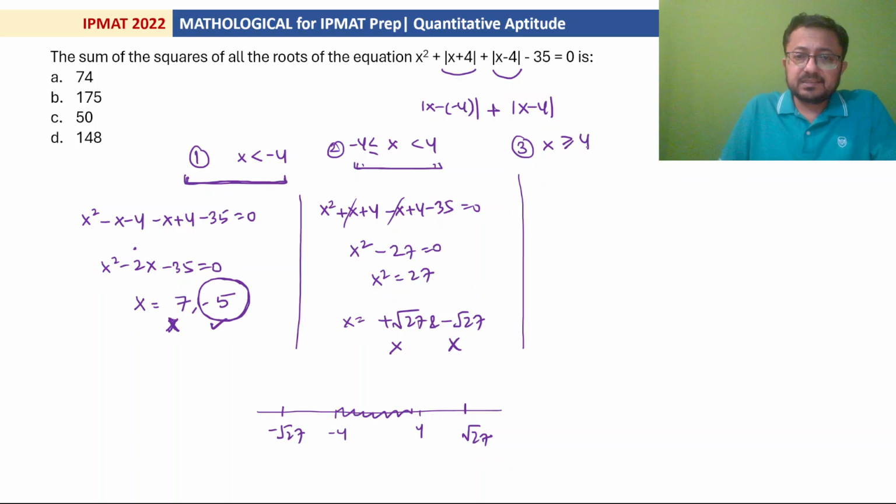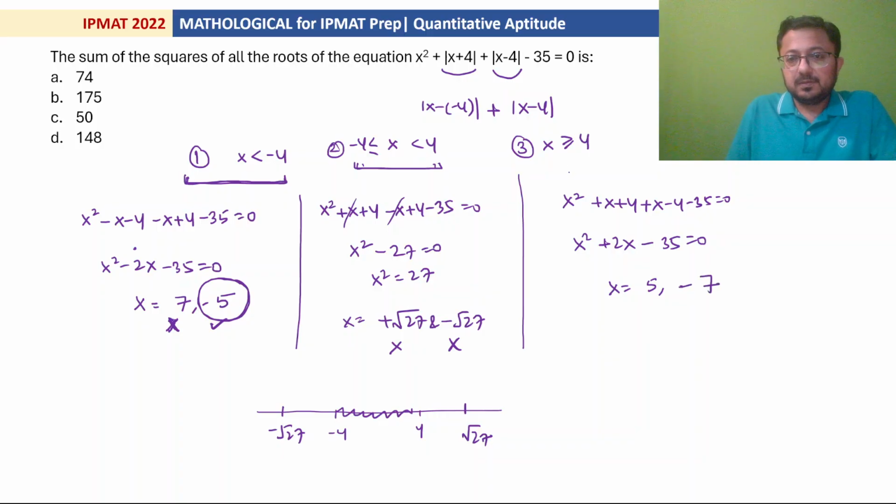Now third case, x is greater than equal to 4. Both mods will be opening with a positive sign. So x squared plus x plus 4 plus x minus 4 minus 35 is equal to 0. So x squared plus 2x minus 35 is equal to 0. Again इस बार sum है -2. तो sum -2 है तो x will be equal to 5 and -7. But x, since has to be greater than equal to 4, so x is equal to -7 will not be accepted, and x is equal to 5 will be accepted. ठीक है, x is equal to 5 will be accepted. So दो ही solutions हमारे accept हुए हैं, x is equal to -5 and 5.